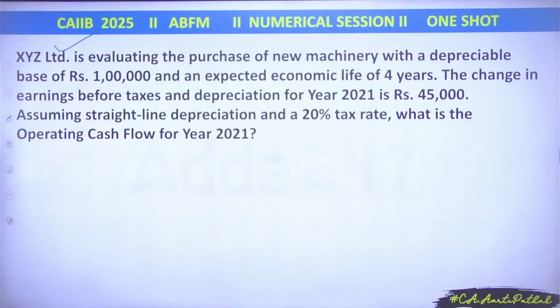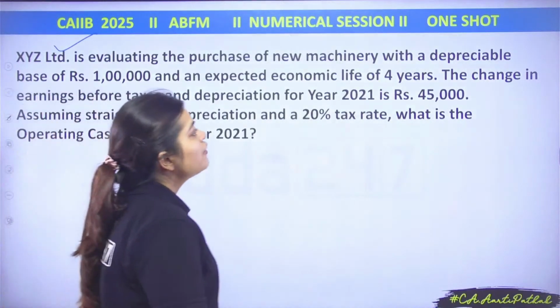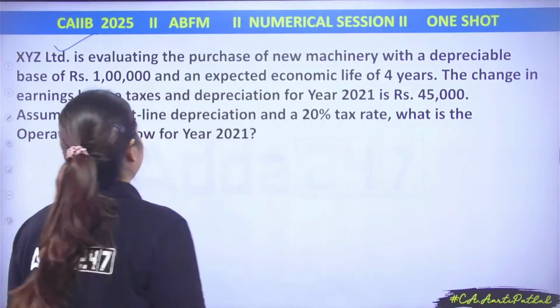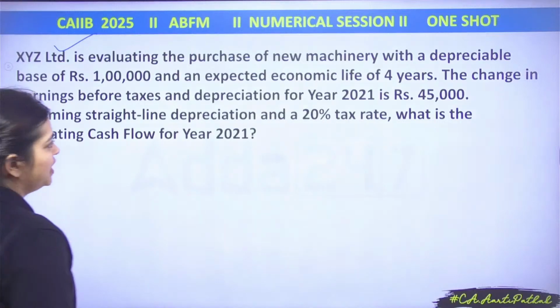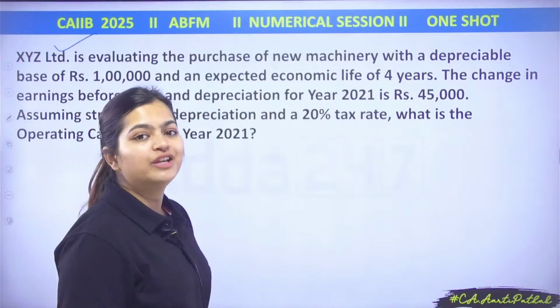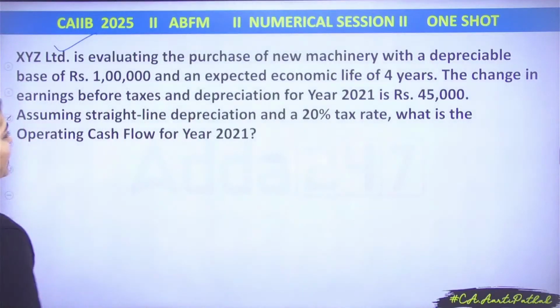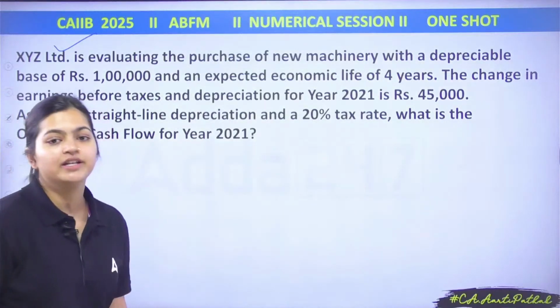XYZ Limited is evaluating the purchase of new machinery with a depreciable base of 1 lakh and an expected economic life of 4 years. The change in earning before taxes and depreciation for year 1 is 45,000, assuming straight line depreciation and 20% tax rate. What is the operating cash flow for year 1?